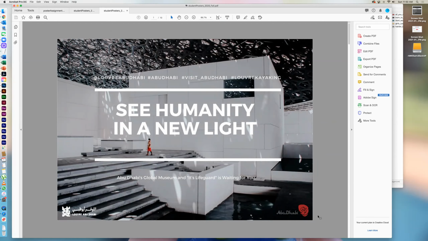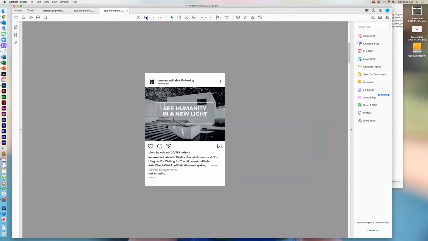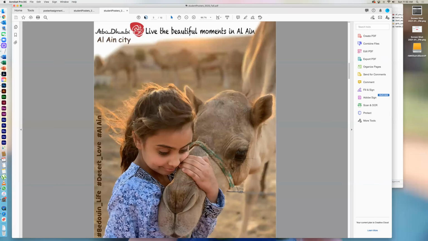So there's a lot of different ways to organize and use the text within the image. Okay, and there's the version. So there, all those hashtags and stuff are gone from the Instagram. And then she put the line here with the hashtags, and obviously it's the at Louvre Abu Dhabi fake place.